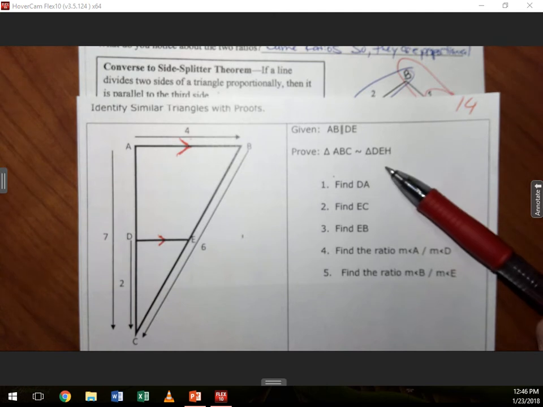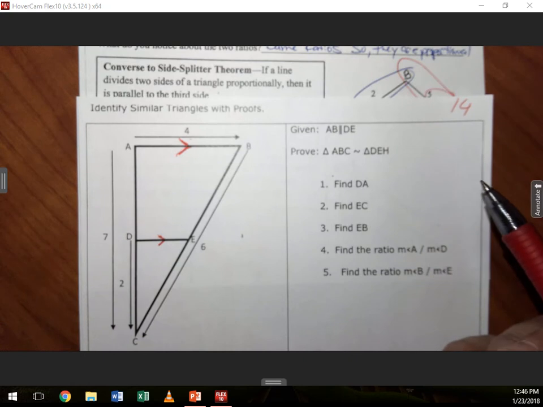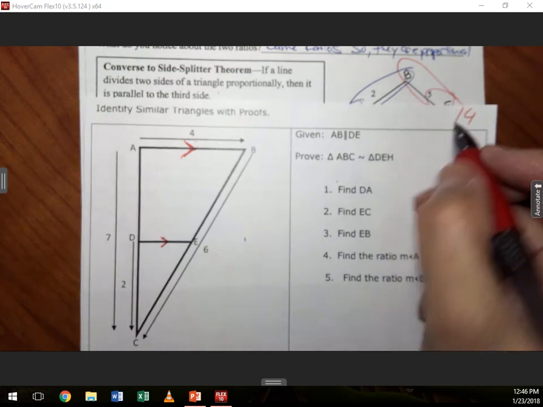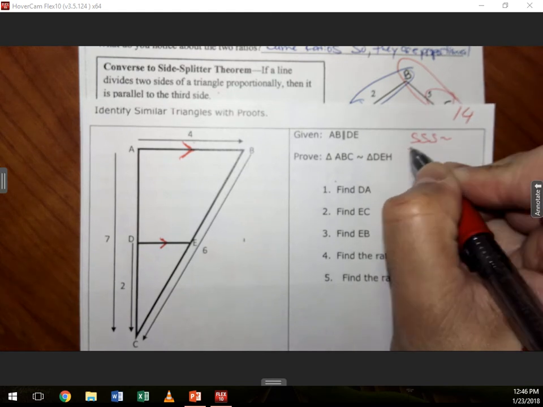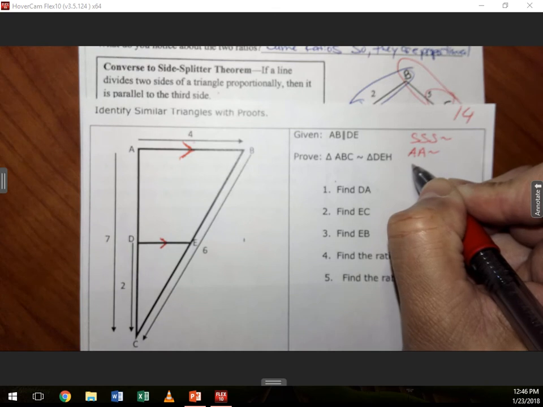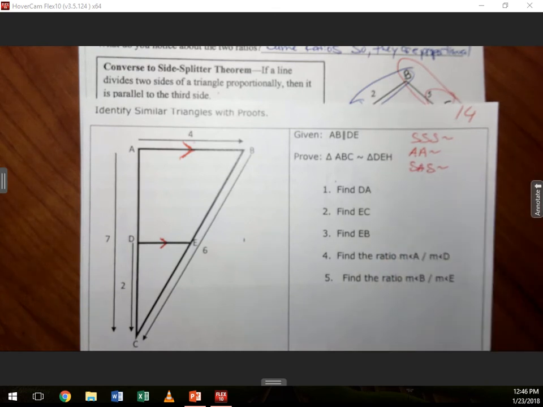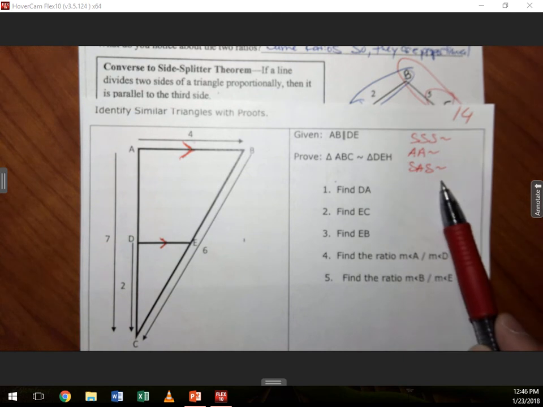So I have that they're parallel. Now, if you go back in your notebook, there's only 3 ways that we have to try and prove that the triangles are similar. I have side, side, side, similarity, angle, angle, similarity, and I have side, angle, side, similarity. So I have all of those there to actually try and prove that they're similar.